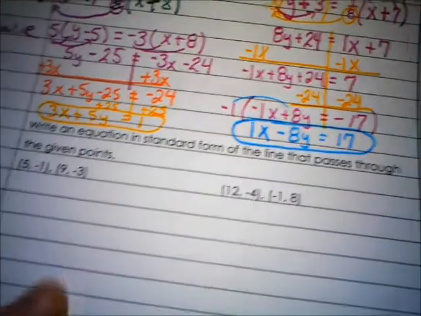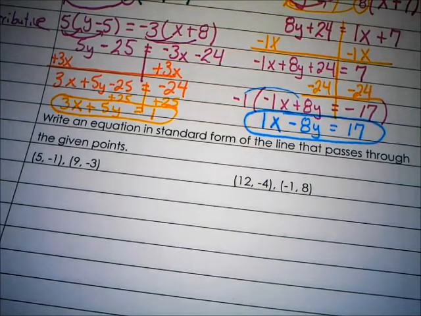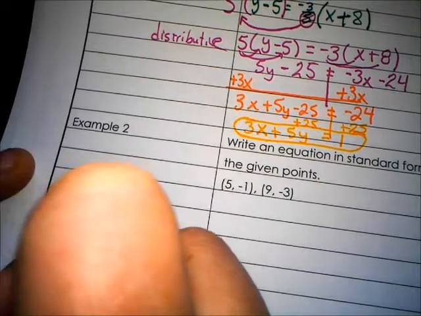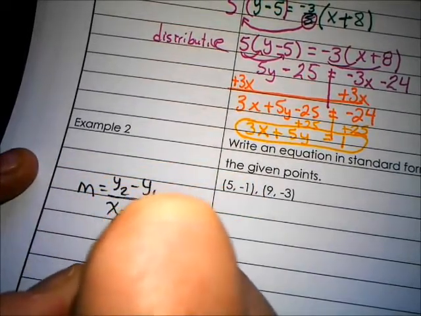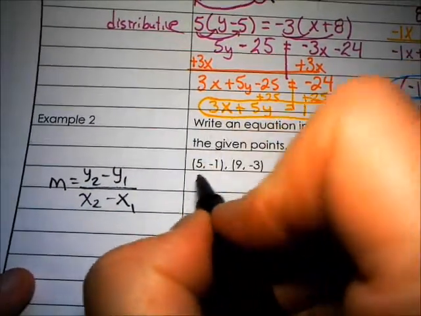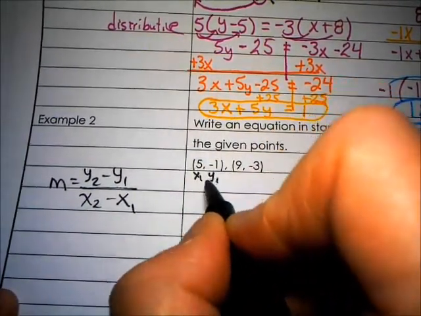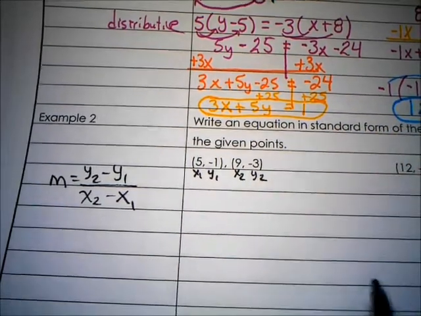Okay. What if they just give me 2 points? I still have to find the slope. Gotta find the slope. Here's my slope formula: y2 minus y1 over x2 minus x1. My coordinates, x1, y1, and x2, y2.